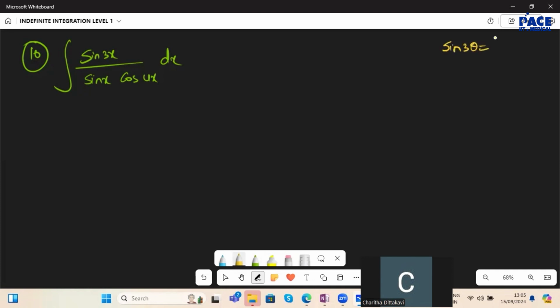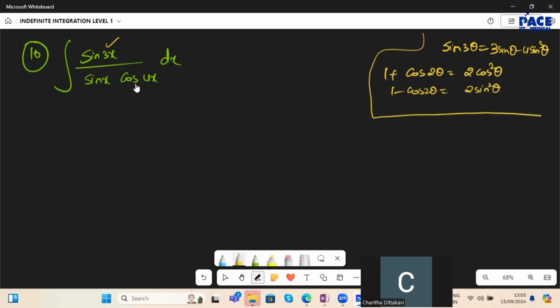So what is sin 3 theta? Because I have a sin 3x, sin 3 theta is 3 sin theta minus 4 sin cube theta. Okay, I can write that. And I have a cos 4x. It's a multiple angle of cos, isn't it? So what is the multiple angle of cos? I can also write that. So cos 2 theta. Instead of writing cos 2 theta, I would prefer 1 plus cos 2 theta is 2 cos square theta, and 1 minus cos 2 theta is 2 sin square theta. These are all the 3 things which are important for our question.